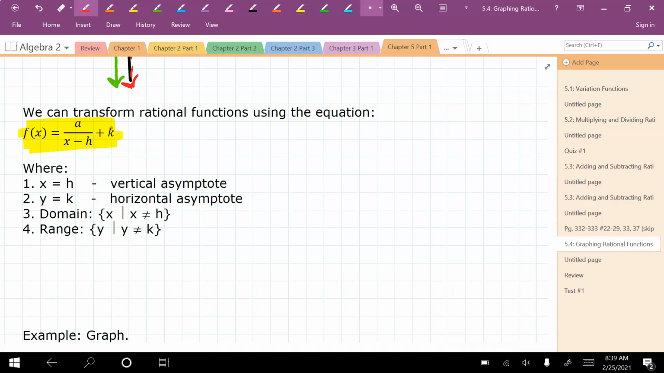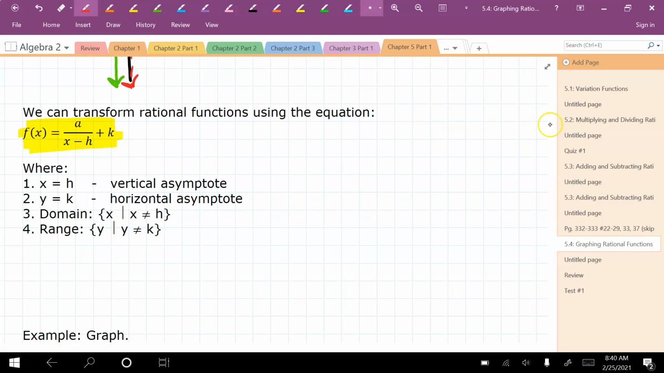Okay, and then domain and range just tells us that your x cannot equal that h value because it would cause it to become undefined. So you're asking yourself, what numbers, if I put in for x, am I going to get a 0 in the denominator? Because then that's going to cause you to have an undefined function. And same thing with your y. Y can't equal the k value. You can't ever cross that line.